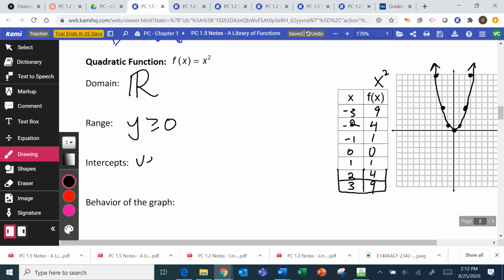Intercepts, we've got a vertex at 0, 0. There will be more intercepts when we start transforming it, translating it. And behavior of the graph, they're either the two ends are up or the two ends are down.